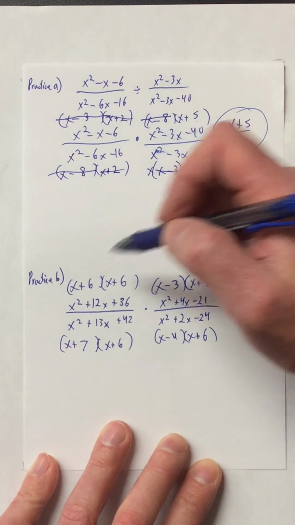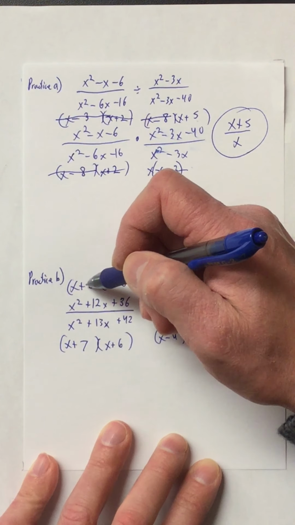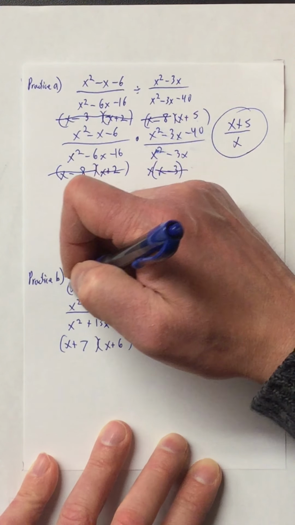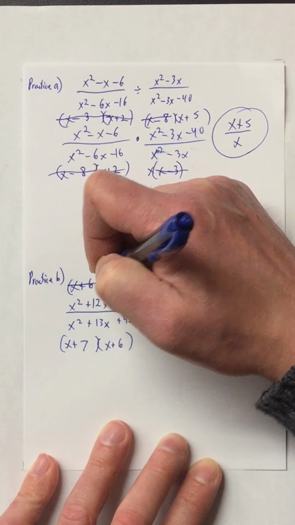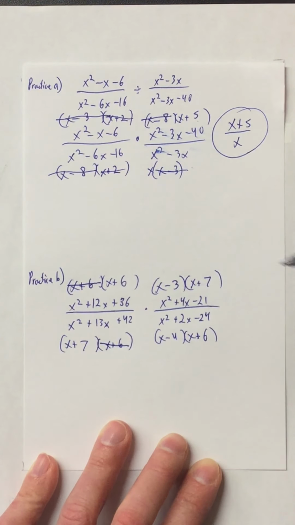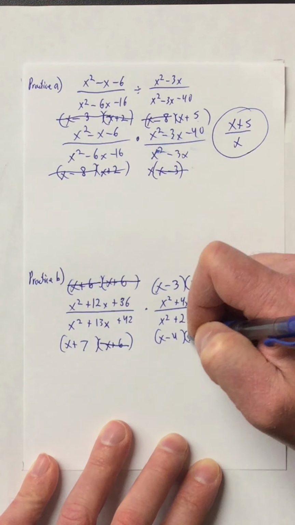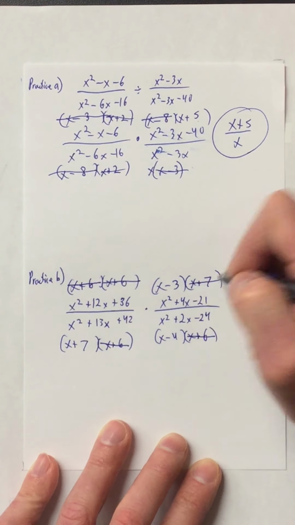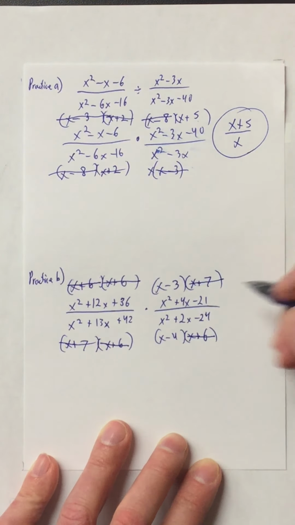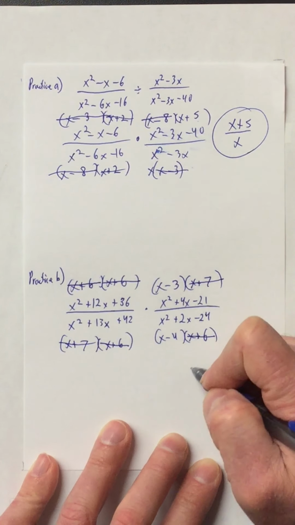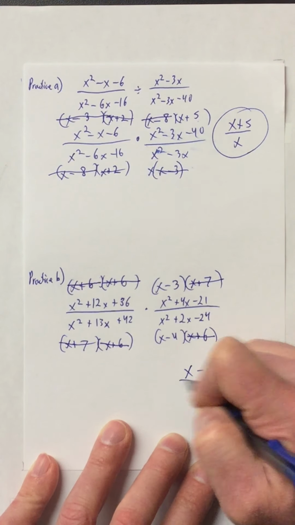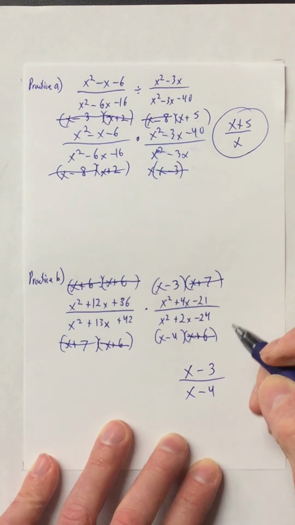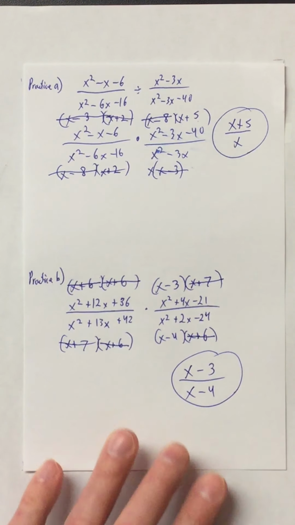All right, so remember they have to be one on the top and one on the bottom. So I've got an x plus 6 here and an x plus 6 there. I do have another x plus 6 over there, so those all cancel out. I've got an x plus 7 and x plus 7, and nothing else cancels, so that leaves me with an answer of x minus 3 over x minus 4 as my answer.